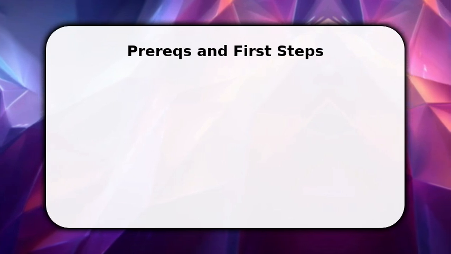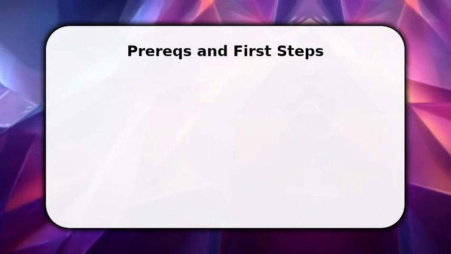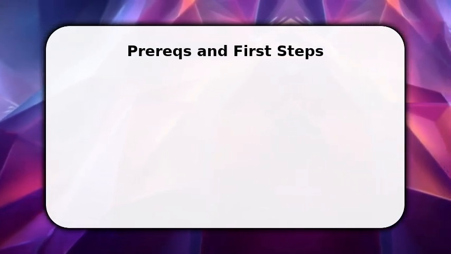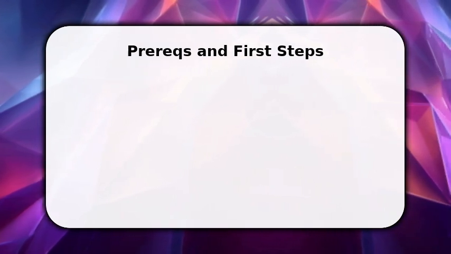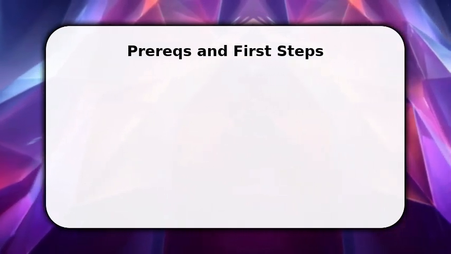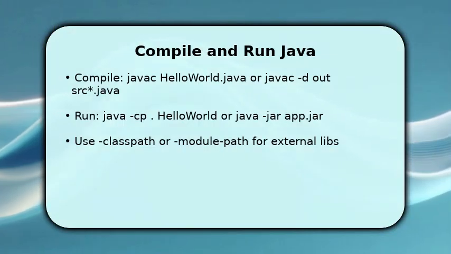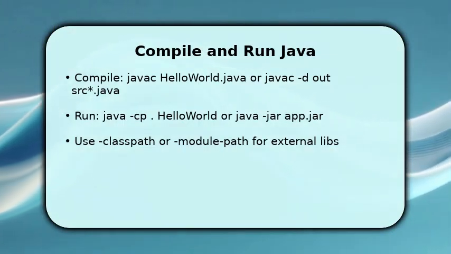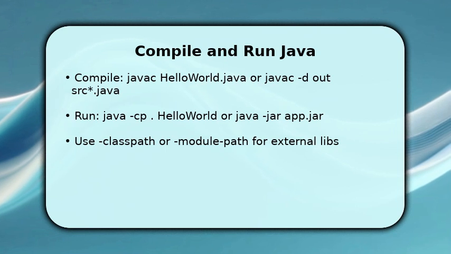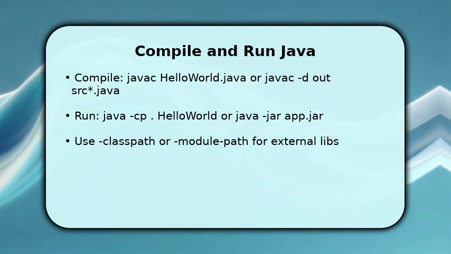Once done, create a simple Hello World Java file or confirm your project files are present, because compiling is the next immediate action. Now you compile source files with JAVAC. For single files, use JAVAC HelloWorld.java, and for packages, specify -d to place class files into an output folder.